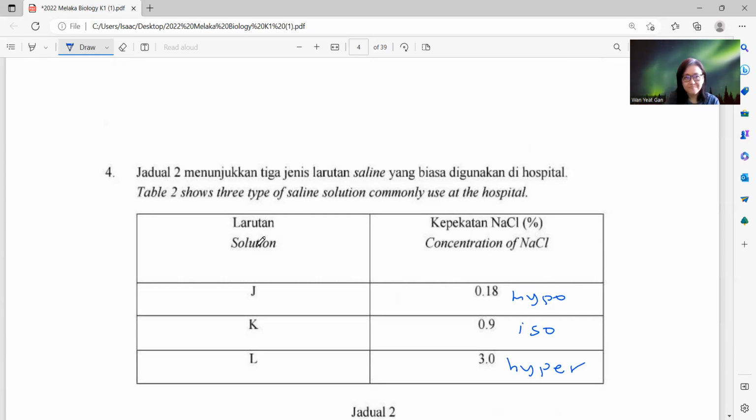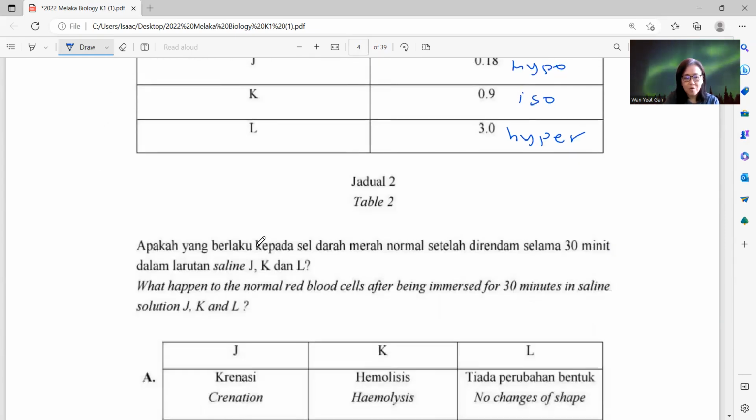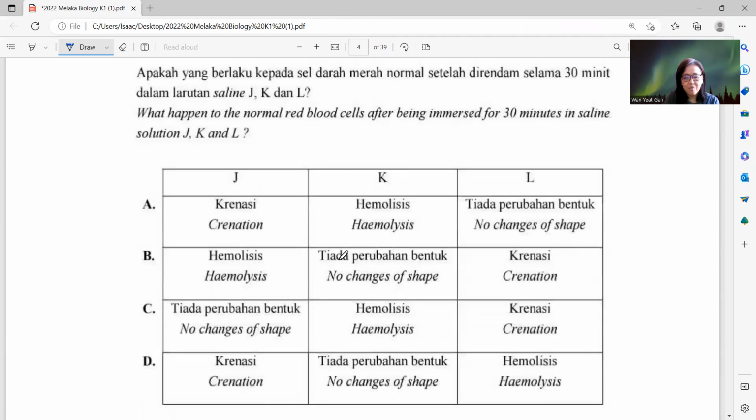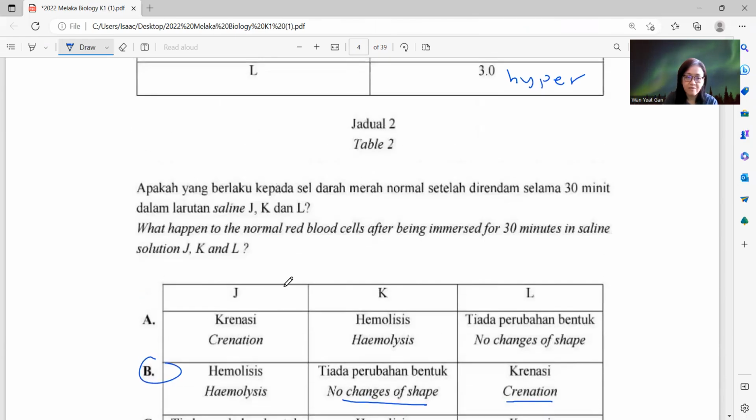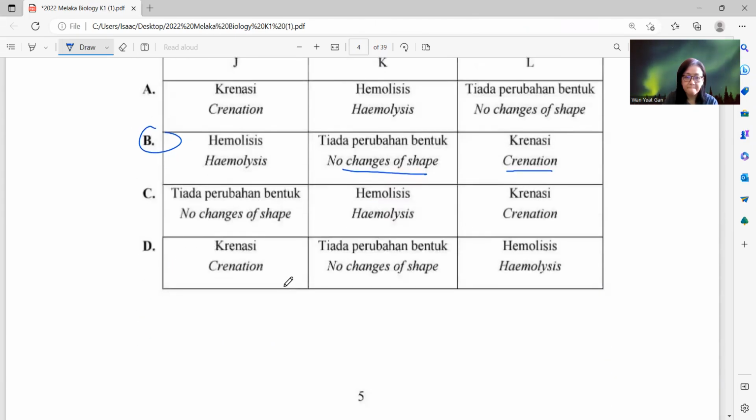So in hypotonic, the red blood cell will hemolyze. In isotonic, there will be no change in the shape. And in hypertonic, the red blood cell will undergo crenation. So answer for 4 is B.